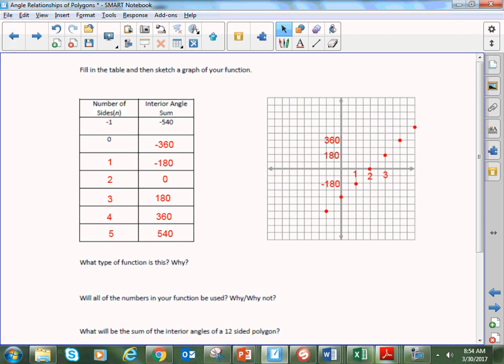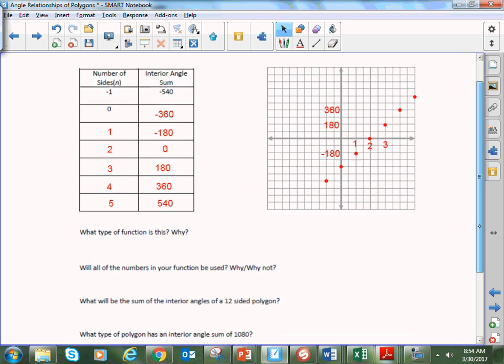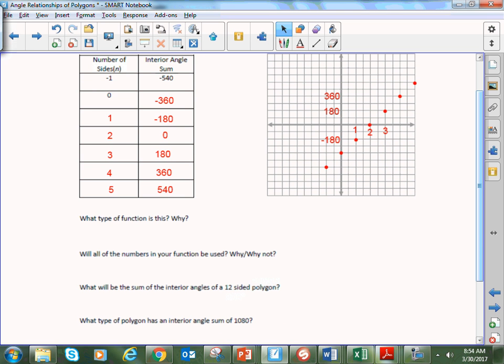Now scale your x and y axis however you need to. I'm counting every two spaces as 1 on the x-axis, and every space up and down on the y-axis, I'm counting as 90 degrees. So here is the function that you should have seen when you filled in your table, and some students are asking, why are we having negative numbers? Well, it's still a function. We can still plug in positive or negative numbers and the function will work. But obviously for us, we're concerned with positive numbers because we're talking about polygons, actual real physical objects.